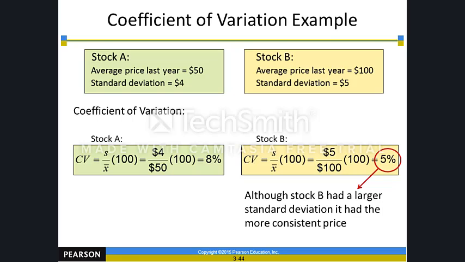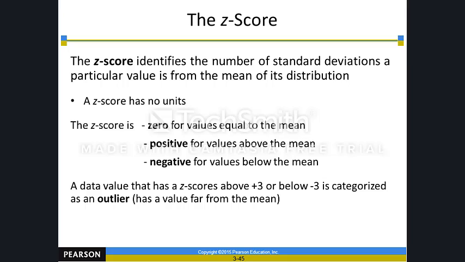So the next concept we'll look at is what we call a z-score. The z-score identifies the number of standard deviations a particular value is from the mean of its distribution. So the z-score basically measures the number of standard deviations that a value is from the mean. So it's just a unit of measurement, okay? And how is it calculated is what we'll look at. So the z-score is basically that unit, okay?